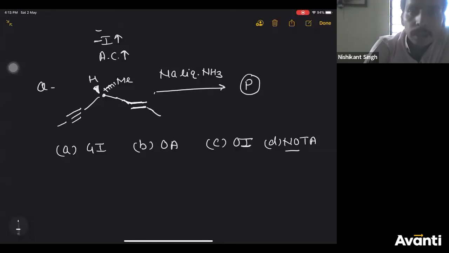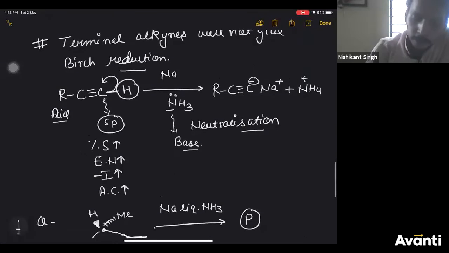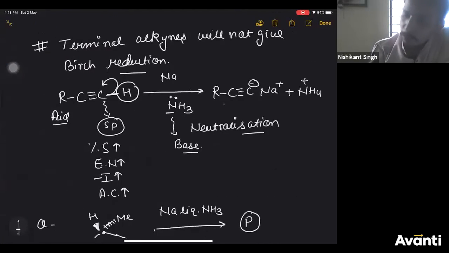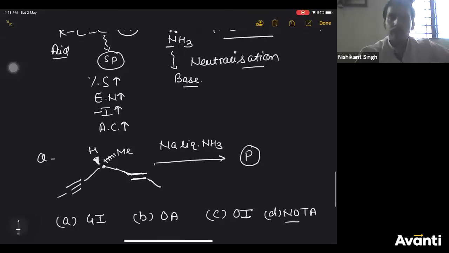Rajshekar asks whether the product is acidic or neutral. It is a salt, and it is not a basic salt. It is a kind of neutral, close to neutral salt, I would say. That depends upon which is the stronger acid, your alkyne or ammonia. It depends upon their pKa.